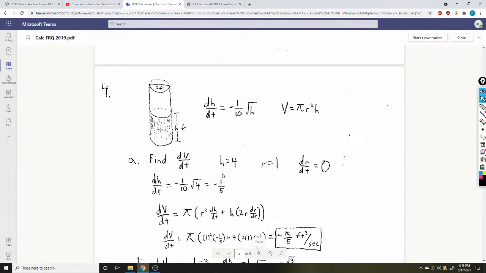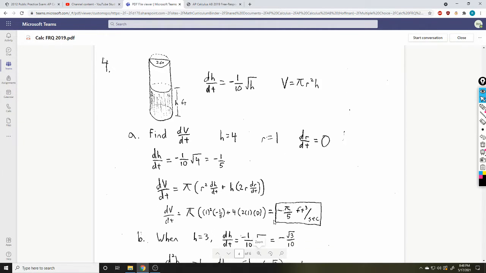So we're finding dV/dt. I did do this out the long way and using that dr/dt was 0, so this entire piece went away. But either way, you should figure out that dh/dt is -2/10, which is -1/5. And so dV/dt is going to be -π/5 feet cubed per second, are my units there.